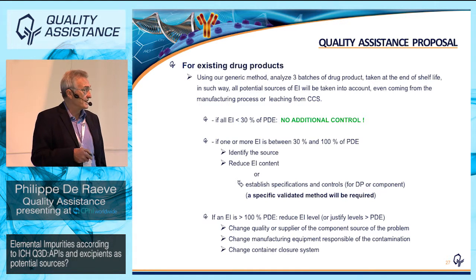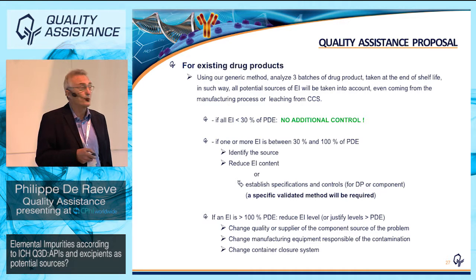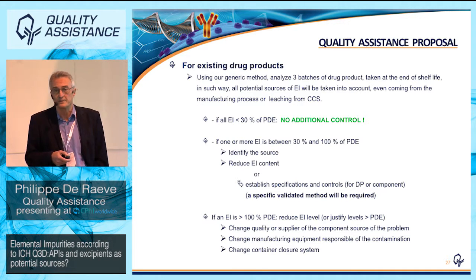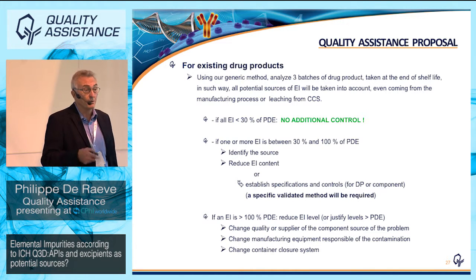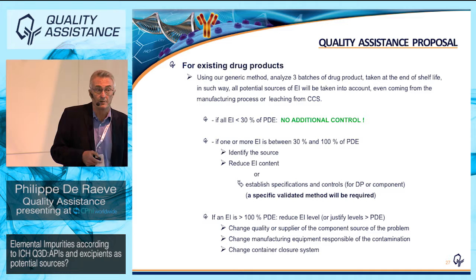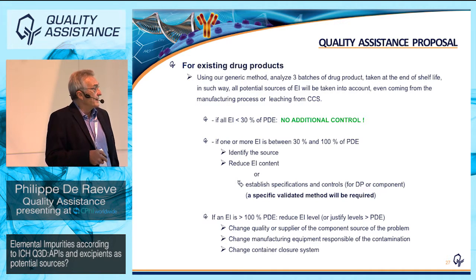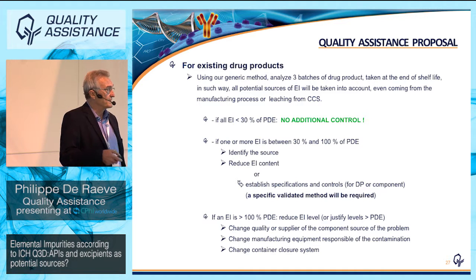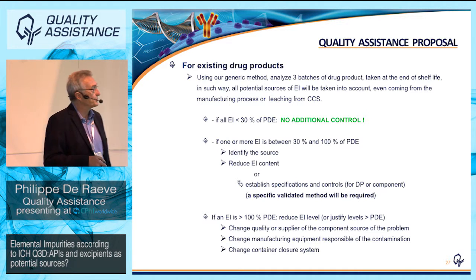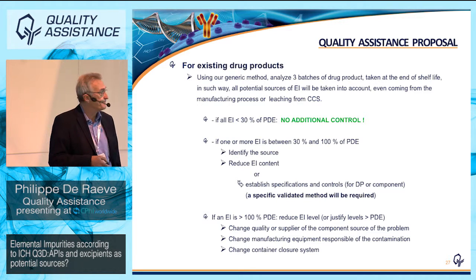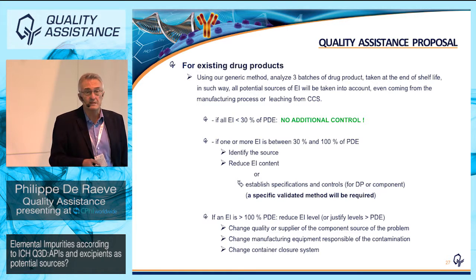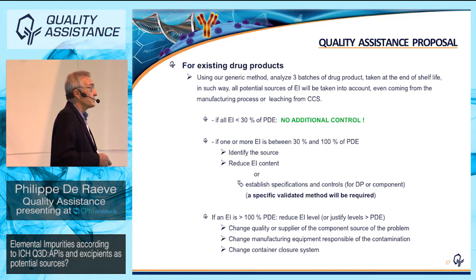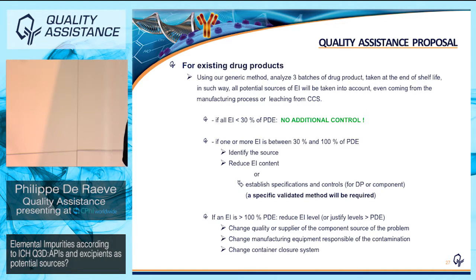And if you are unlucky, you have one or more elemental impurities that is above the PDE, then you have to reduce it or try to justify a higher level. In some cases, it is allowed by Q3D. However, you may have to change the quality or the supplier of the component that is the source of the problem. You may have to change manufacturing equipment that might be responsible for the contamination, or you may have to change the container closure system.